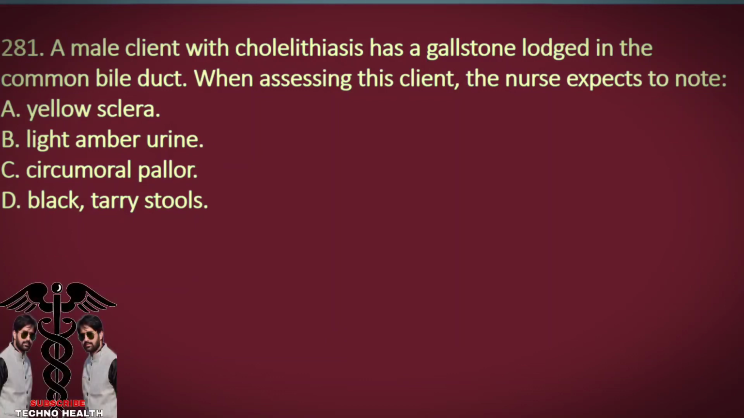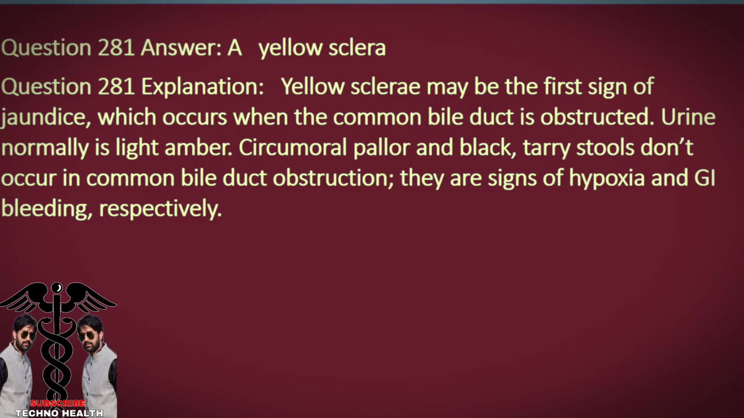Question 281. A male client with cholelithiasis has a gallstone lodged in the common bile duct. When assessing this client, the nurse expects to note: A. Yellow sclera, B. Light amber urine, C. Circumoral pallor, D. Black, tarry stools. Question 281. Answer: A, yellow sclera.